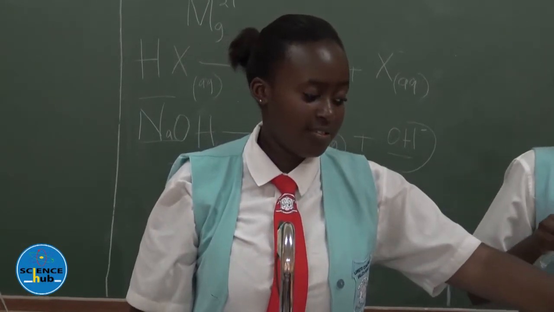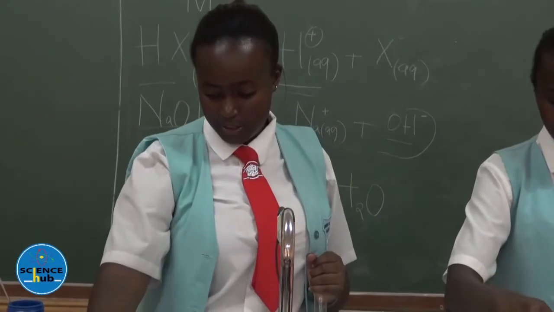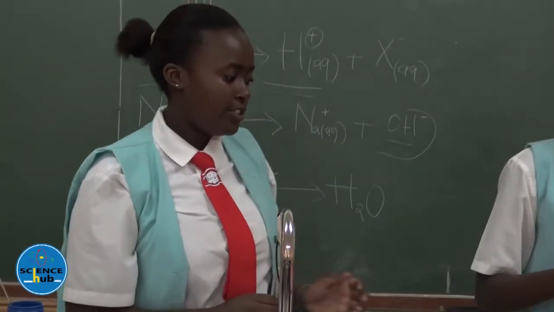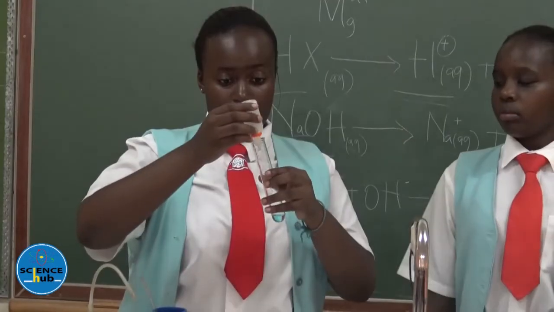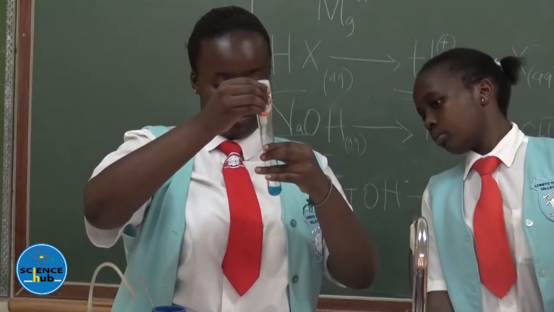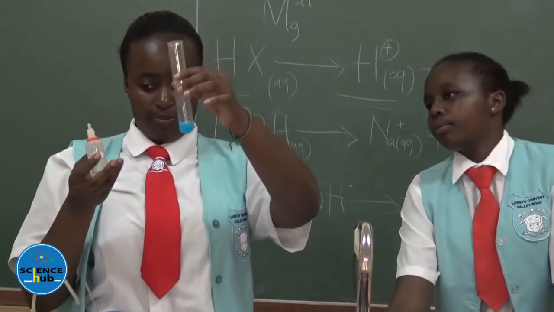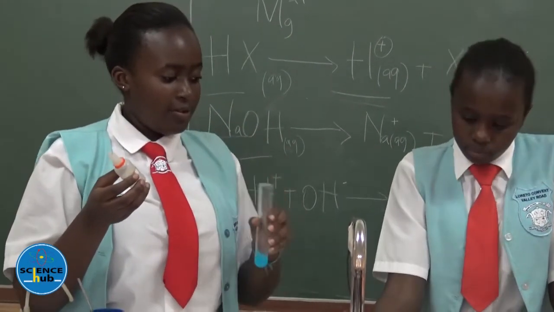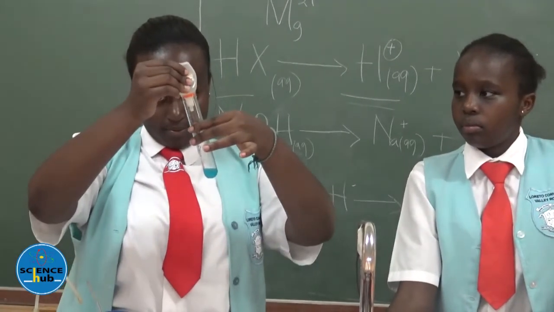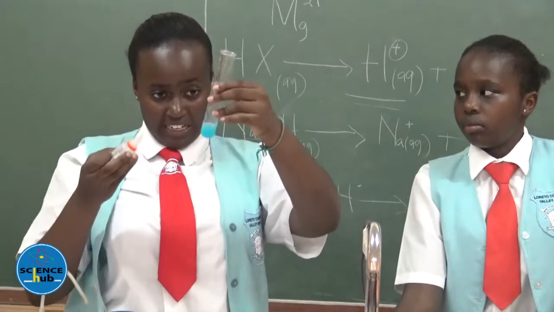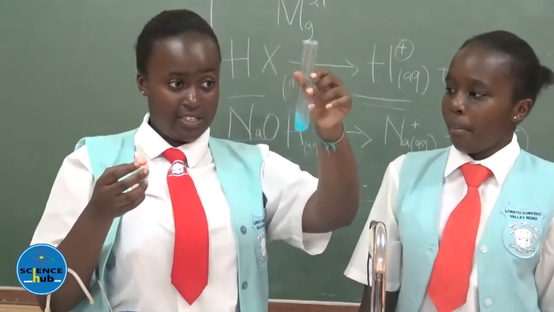With the other part of the solution, since we had used ammonium, we are going to use sodium hydroxide. As you can see, a blue precipitate is formed. When added in excess, the blue precipitate still persists.